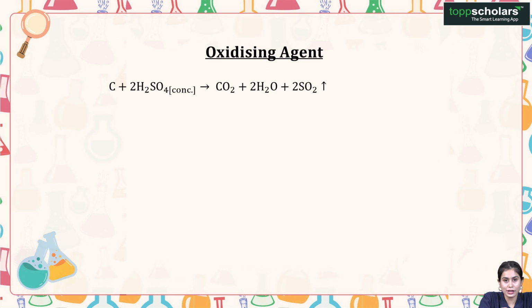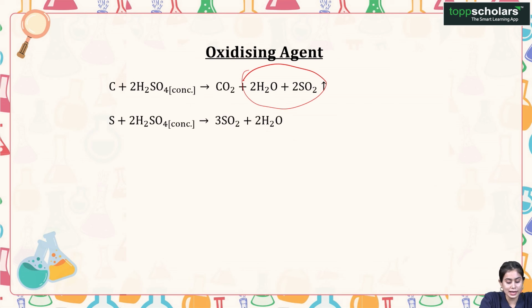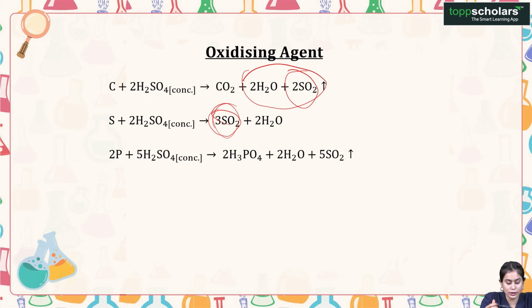Let's see the different reactions. So how it oxidizes carbon: carbon, your coke, in presence of concentrated H2SO4 forms carbon dioxide. See, oxygen is getting added to it, plus water plus SO2 gas. So this will be the common thing which we just saw. Next, sulfur will be oxidized to sulfur dioxide, SO2 plus 2H2O. Here we already have this sulfur dioxide gas, right? So we are not supposed to write it again.